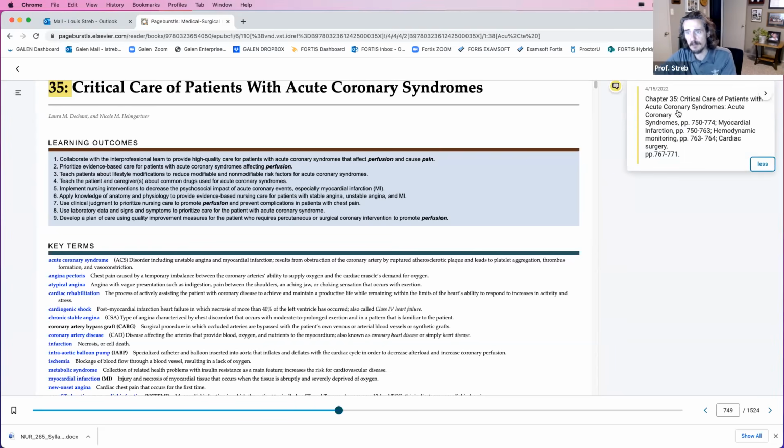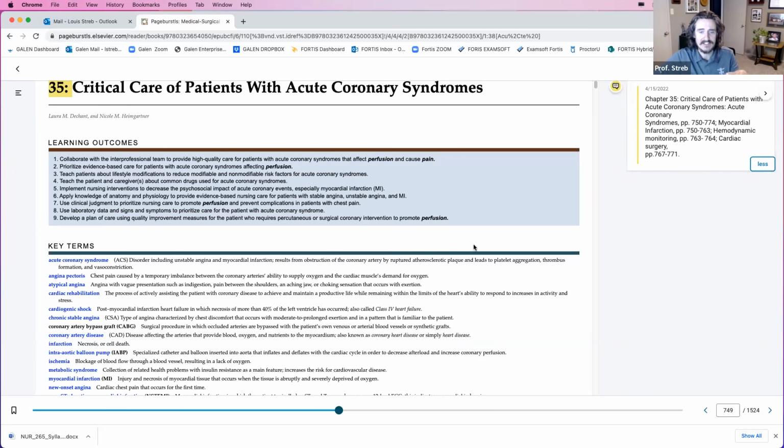The last part is chapter 35. Your syllabus says we need to know about acute coronary syndrome, which, y'all, is the whole freaking chapter. Acute coronary syndrome is just a big concept to me. It includes myocardial infarction. It includes the need for hemodynamic monitoring, like when you put in a Swan catheter or a triple lumen and we get the ICU. Cardiac surgery. We're going to talk about those few things.